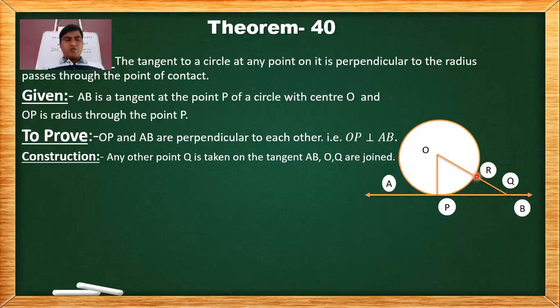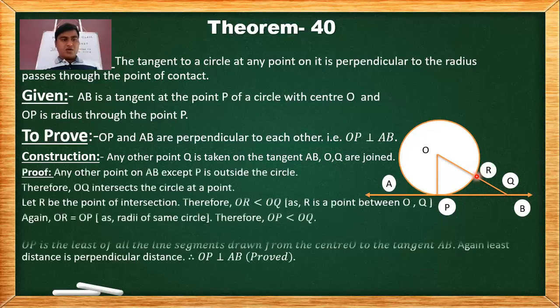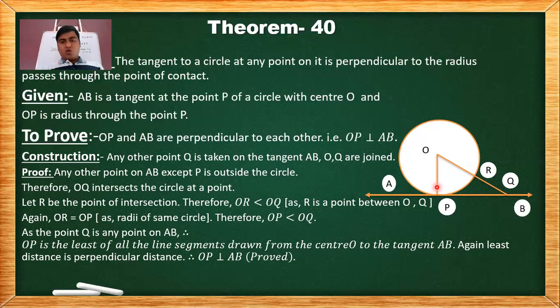Now the proof of the theorem. Any other point on AB other than P is outside the circle. Because P is the point on the circle and AB is a tangent, any other point on AB is outside the circle. So definitely the distance from the center to the outside point must be greater than the radius of the circle.